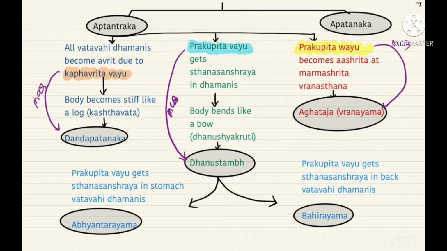There are a few MCQs here, like how is Dandapatanak caused? It is caused due to Kaphavrut Vayu. Then how is Dhanustambh caused? It is caused due to Prakupit Vayu. And how is Vranayam caused? It is caused due to Prakupit Vayu as well, but at the Marmasthan. So these are a few differences here and a few MCQs that you will find here.